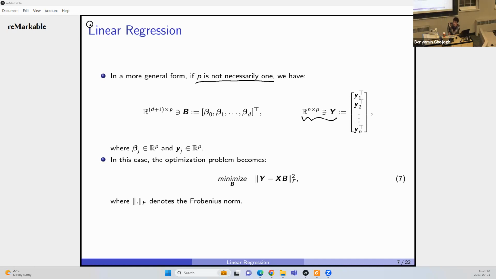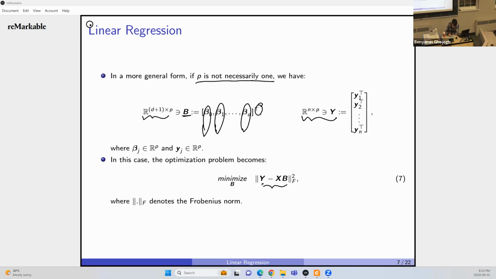My beta was a vector, right? Now my beta becomes a matrix where I'm putting beta 0, beta 1, until beta d row-wise. Why? These are column vectors, right? But I'm transposing them, so these are row-wise. So I will have d plus 1 betas, each of which is p-dimensional: d plus 1 rows and p columns. My B became a matrix. Agreed? Now, if I want to form my optimization problem, it will become this.